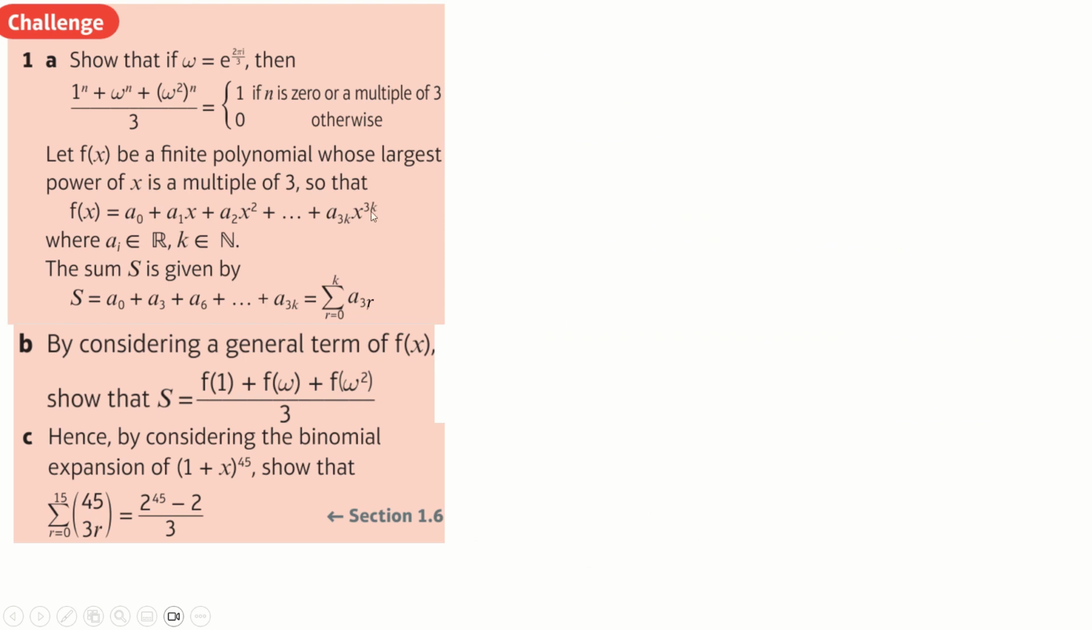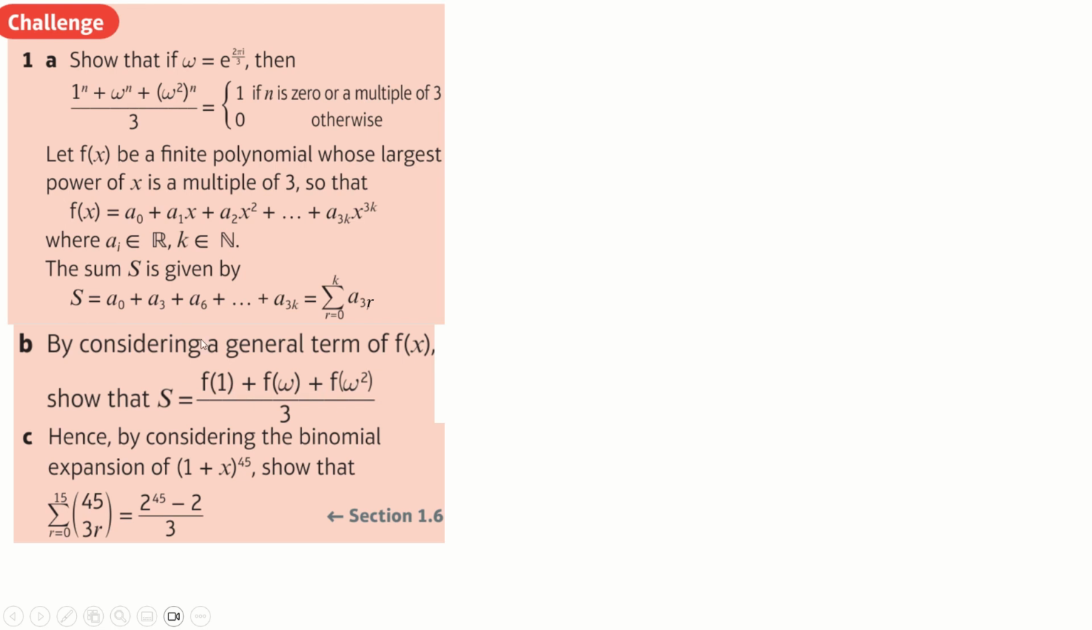So okay, just some polynomial written here. The sum s is the sum of the coefficients of the multiples of 3 powers of x. So the first one, and then the one that's next to x to the 3, and then next to the 6, and so on. And they're giving me that there. By considering f of x, show s is f evaluated at 1 plus f evaluated at omega plus this.